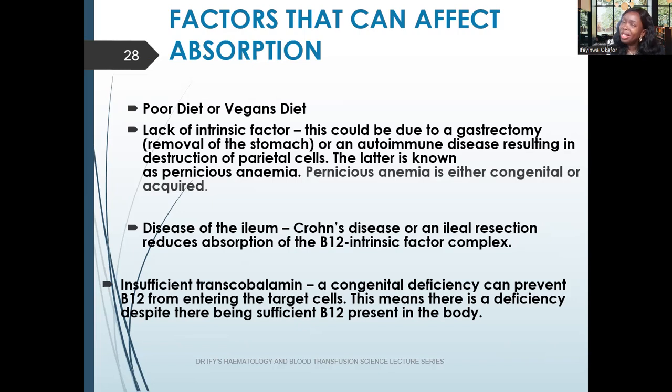Congenital in the sense that the person just lacks the ability to produce intrinsic factor. Acquired in the sense that, over time, the person suffers some ailment that destroys parietal cells, and the person may not be able to produce the intrinsic factor. Another thing that can affect absorption is diseases of the ileum. Any disease that can affect that lower part of the small intestine, because B12 is absorbed at the lower part of the small intestine, that is the ileum.